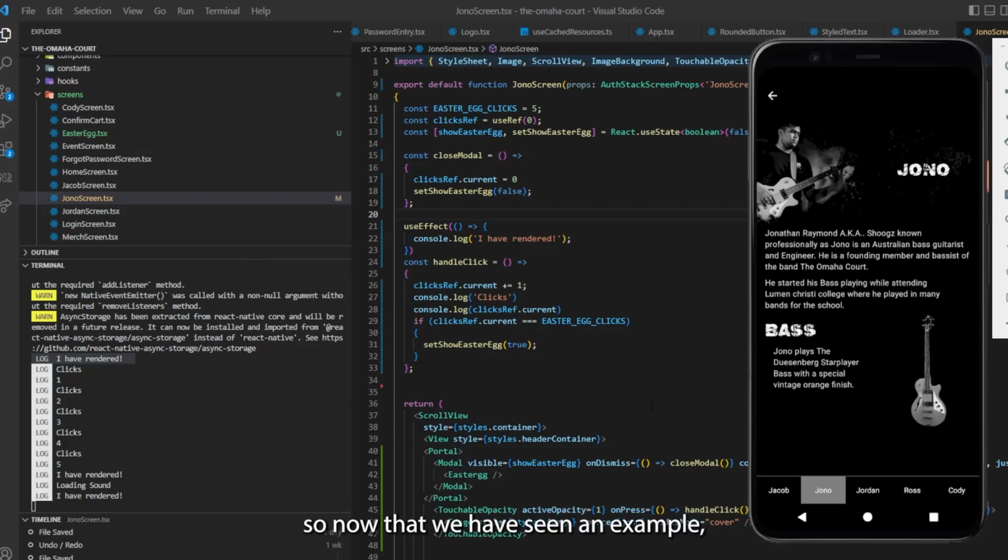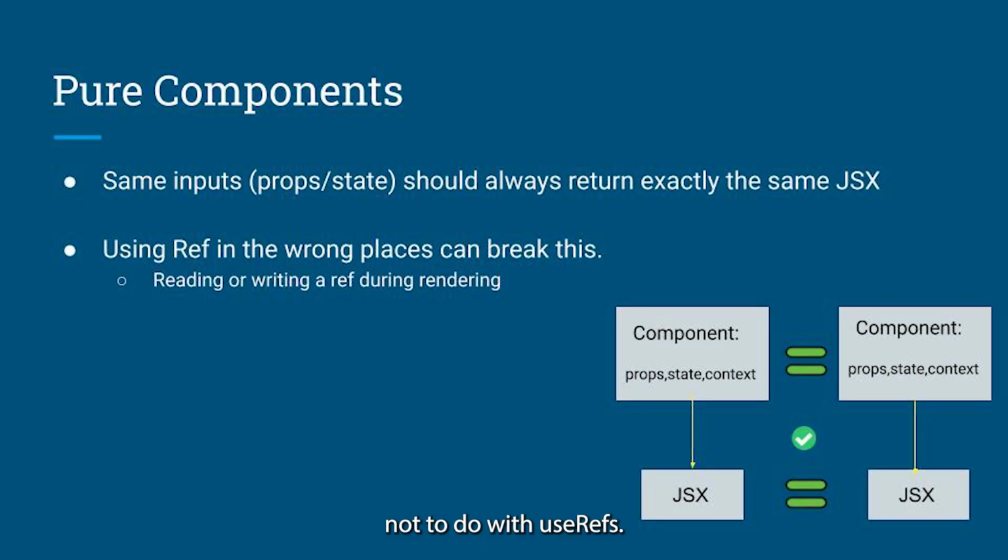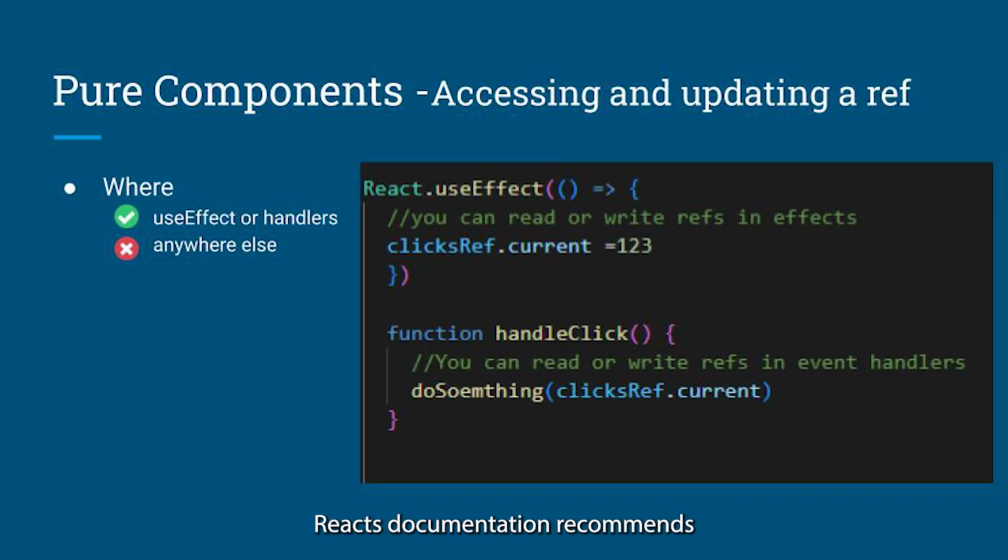Okay, so now that we have seen an example, I just want to talk about what not to do with useRefs. React is all about pure components, and what that means is that the same inputs should always have the same output. So the same props, state, and context should always return exactly the same JSX. Using refs in the wrong places can stop our components from being pure, because our refs persist between renders. If we allow our ref to modify our render, this could result in two different outputs, even if we use the same props and state. So to avoid this, we never read or write a ref during rendering. React's documentation recommends to only read or write refs from event handlers or effects.